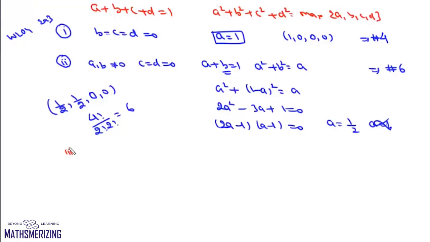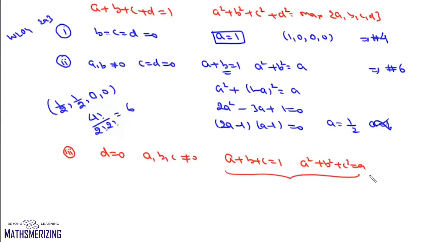Now we consider the third case when D is 0 and A, B and C are not equal to 0. Then in that case we'll get A plus B plus C equals 1 and A square plus B square plus C square equals A. Now if we solve this equation, the only possible real root will be when each of A, B, C is 1 by 3. So it will be 1 by 3, 1 by 3, 1 by 3, comma 0.